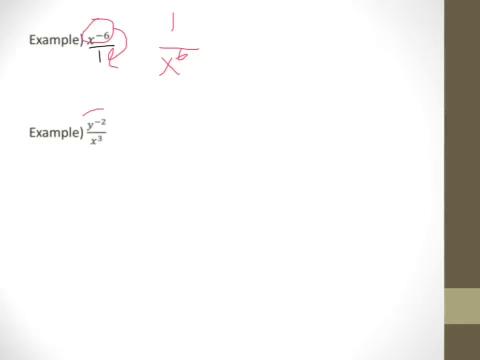Second example, I have y to the negative second on top. To make it positive, it has to go to the bottom. Past the fraction bar, I already have an x to the third on the bottom. I'm bringing down a y squared. I don't have anything left on top, so you have to put a 1 to keep the place.